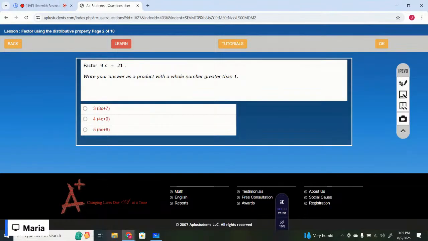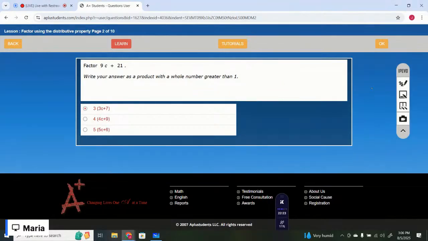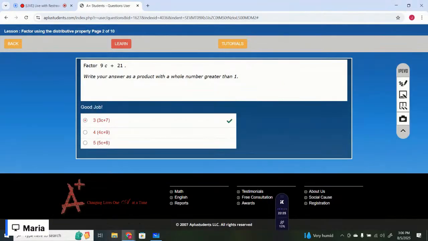Factor 9c plus 21. So just find a common number that can divide both 9 and 21. So the common number is 3. So let's just take common 3 and we are left with 3 times 3 is 9 and 3 times 7 is 21. So that is 3c plus 7. Option number 1 is the correct option. That is 3 times 3c plus 7.